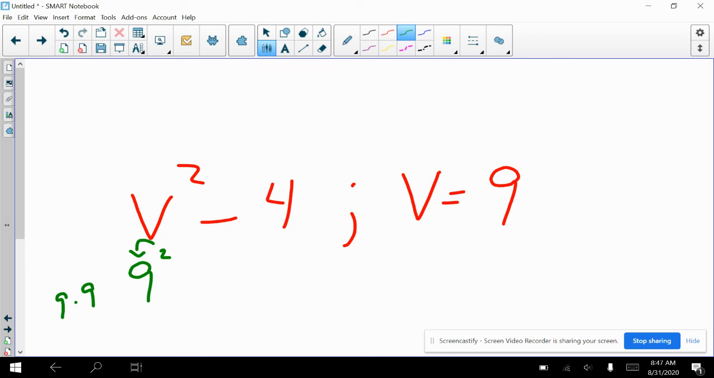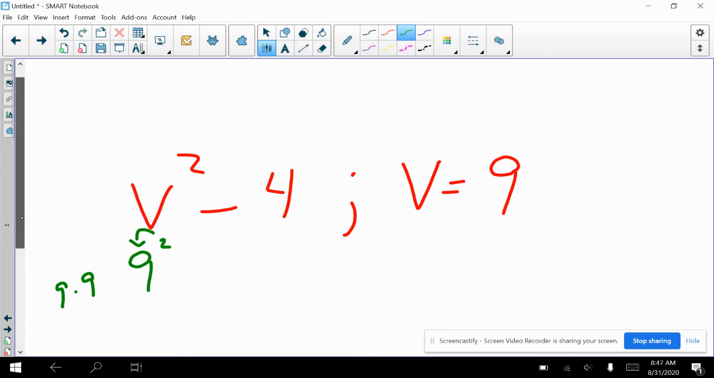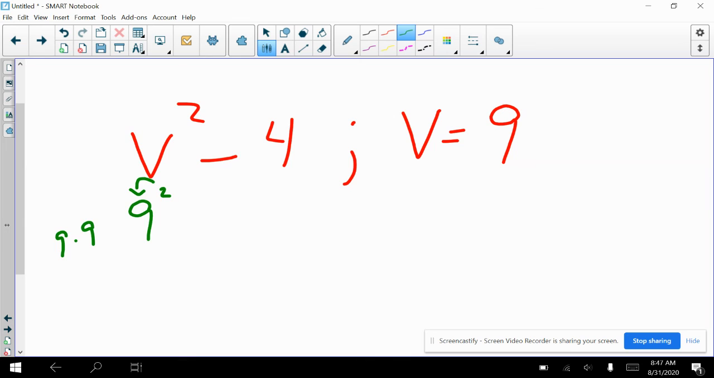All right, that's our little exponent lesson. The exponent tells you how many times you're going to multiply the 9, or the base number, by itself. So 9 times 9 is 81. Minus 4 gives us 77. Do we need a quick exponent lesson? I think we do, right?